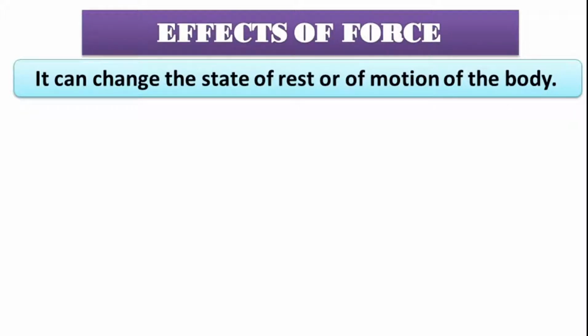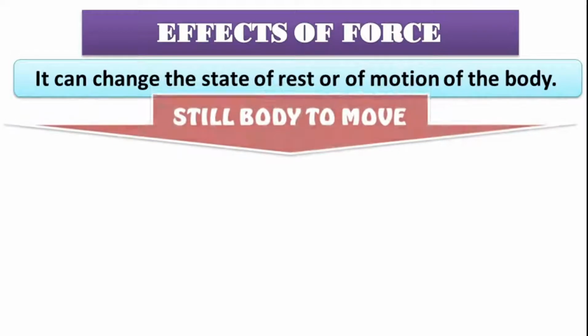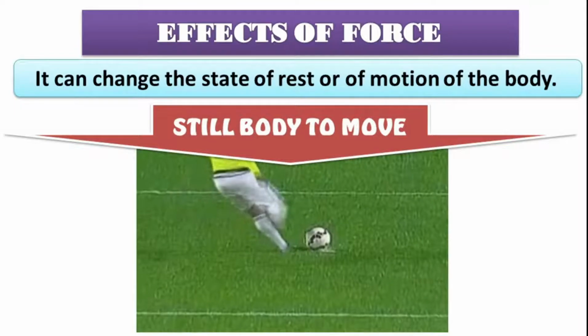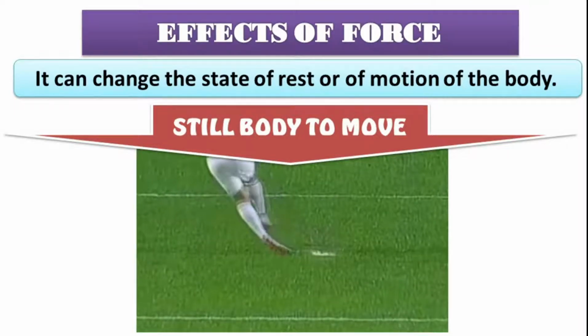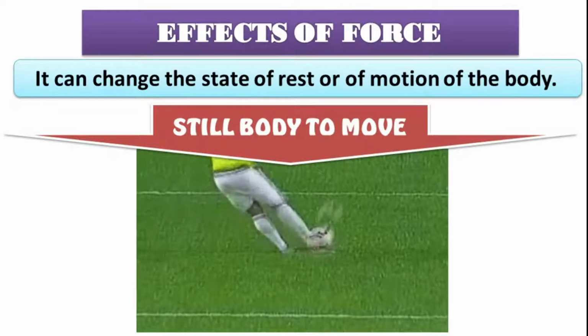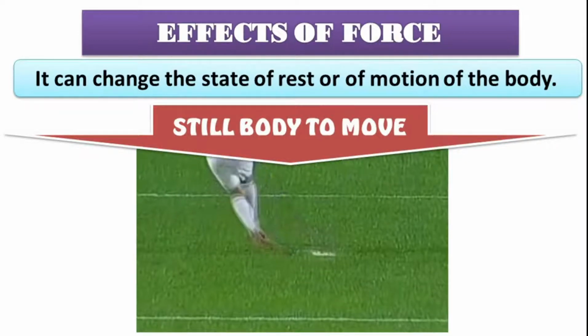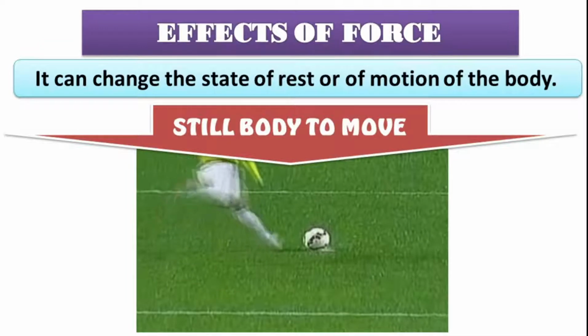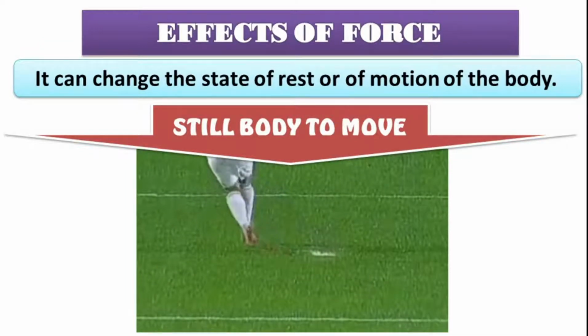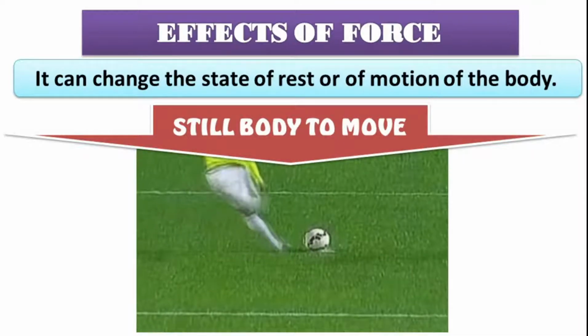This effect of force can be divided into three categories. First, force can produce motion on a still body. For example, when a football player takes a penalty kick, initially the ball was at rest, while the player exerted a force with his leg, the ball started moving. So, force can produce motion on a still body.